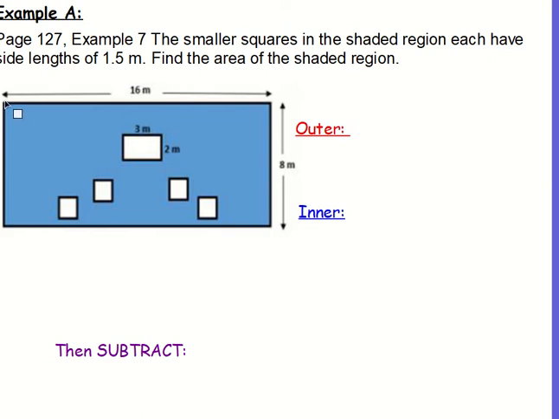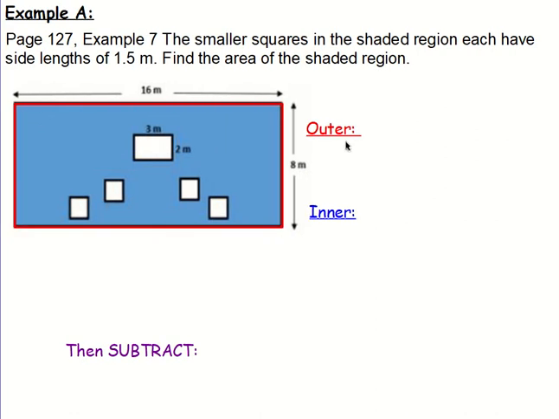So for my outer shape, for my rectangle, I'm going to start by writing the formula down. I have rectangle as area equals base times height. Then I'm going to use my 16 and my 8. My 16 is here and my 8 is here. I'm going to use that for the base times the height.